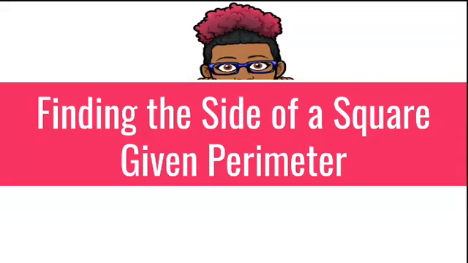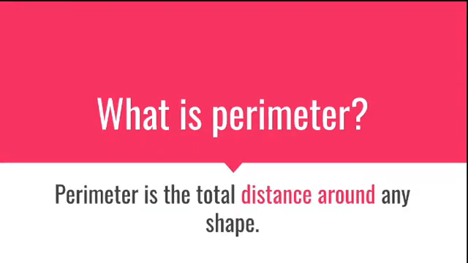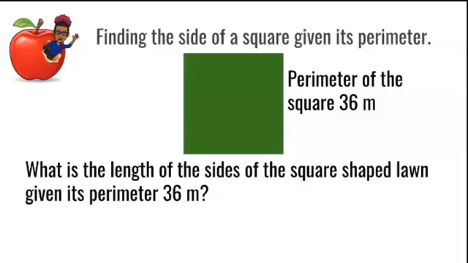Welcome to the lesson, Finding the Side of a Square Given Perimeter. Let's recap. What is perimeter? Perimeter is the total distance around any shape. Now let's begin our lesson.